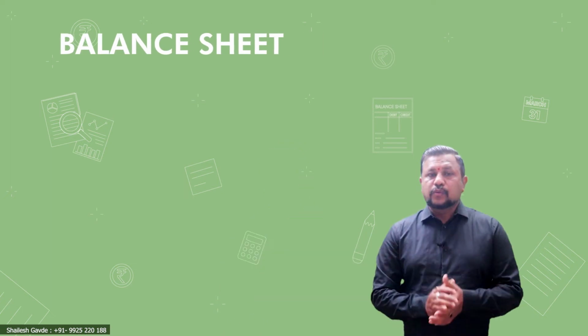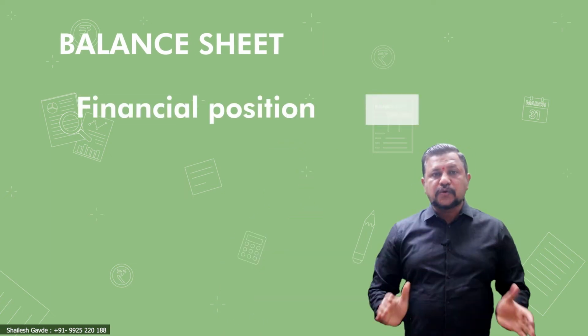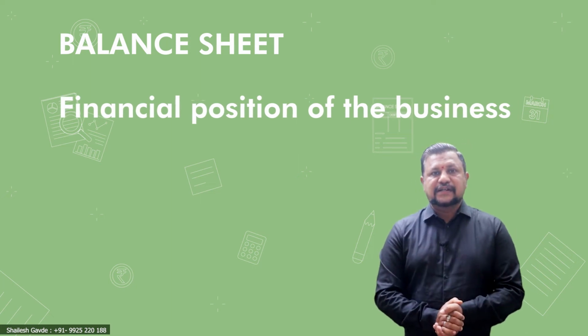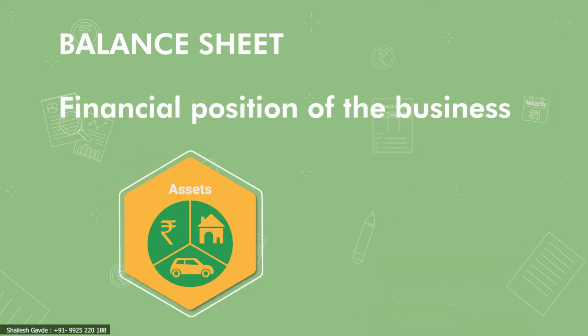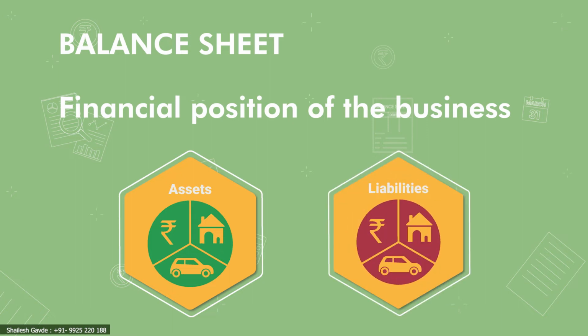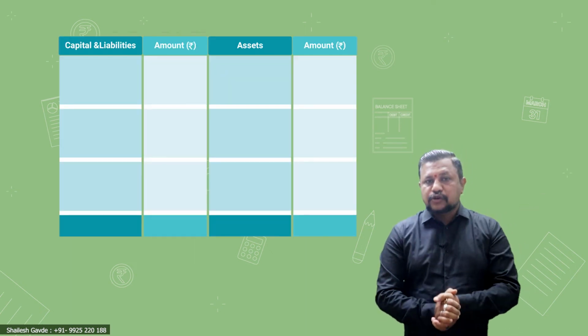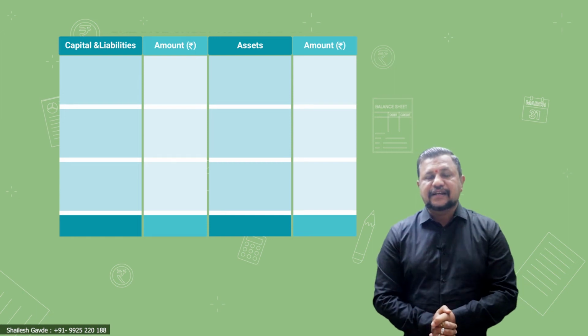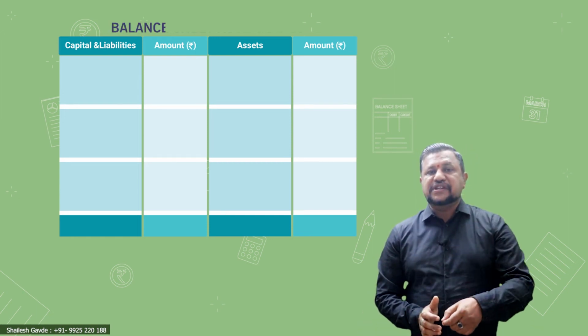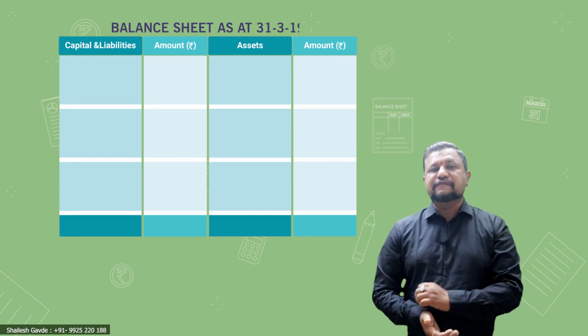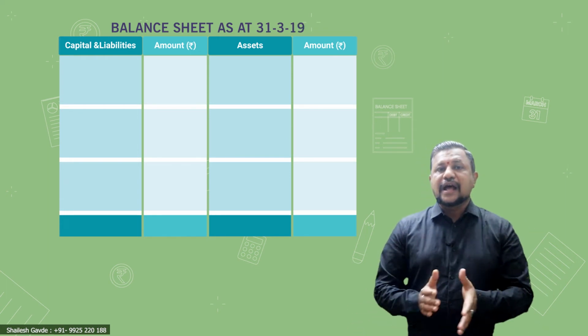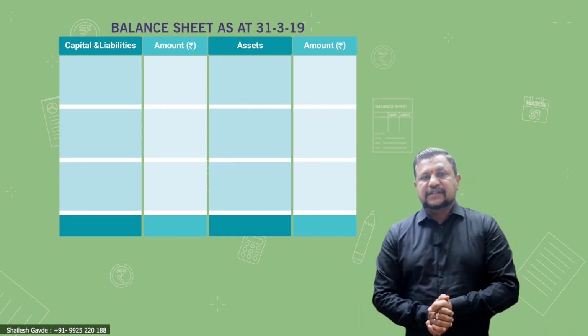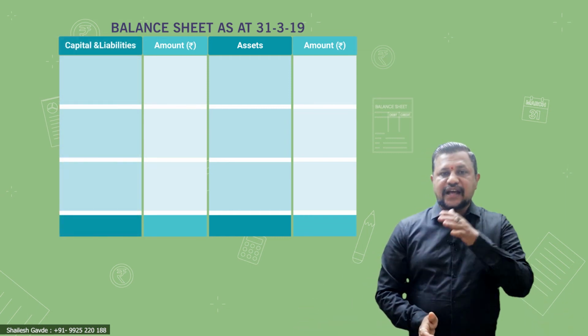Well, students, now we'll come to the most important statement which is known as balance sheet. Balance sheet is a statement which shows the financial position of the business. It shows various assets and liabilities owned by the firm on a particular day. And that is the reason, guys, on the top of balance sheet, we don't write balance sheet for the year ended. Instead, we write balance sheet as on, as at 31st March. Balance sheet has two sides, capital and liabilities, and asset side.